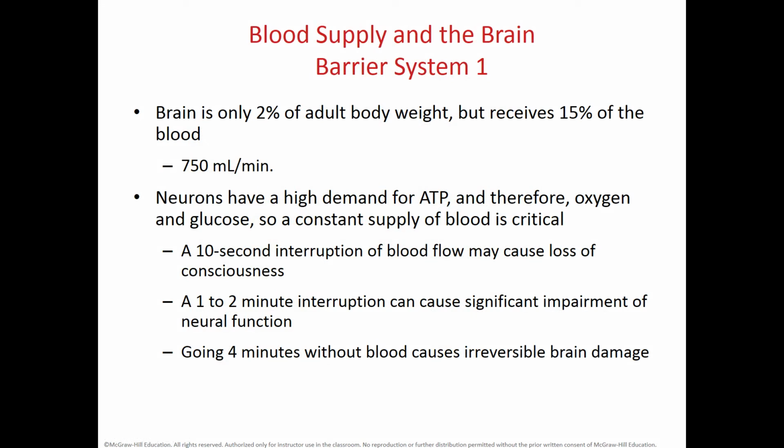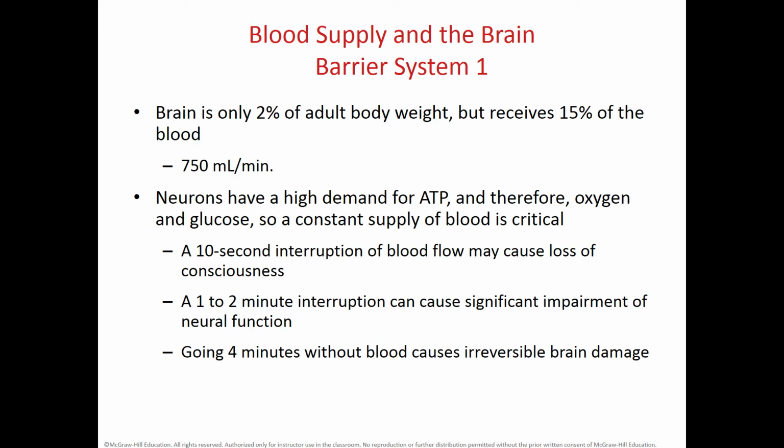Okay, so the brain is supplied by branches of the internal carotid artery, which is a branch of the common carotid, which is a branch of the aorta. The brain is only 2% of our adult body weight, but it receives 15% of the blood supply, around 750 milliliters per minute. Why is this? Well, because we have many neurons, and our neurons have an important function to make us move our muscles, to think, to move our viscera, etc.